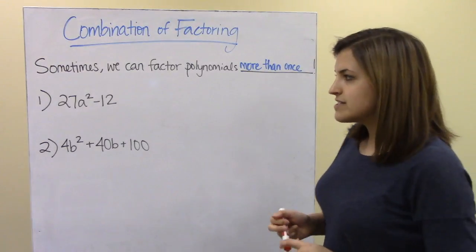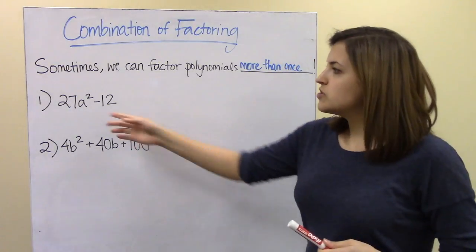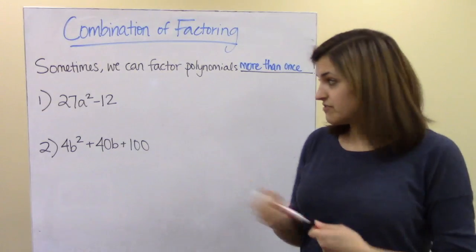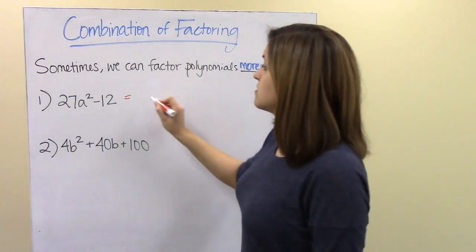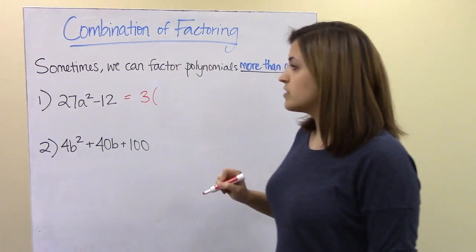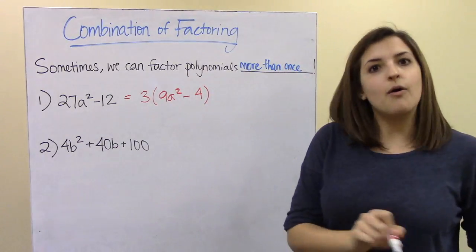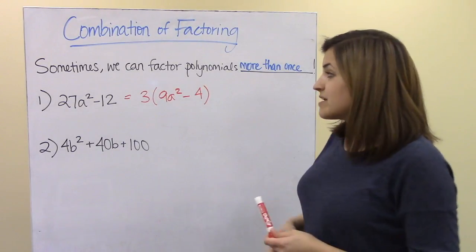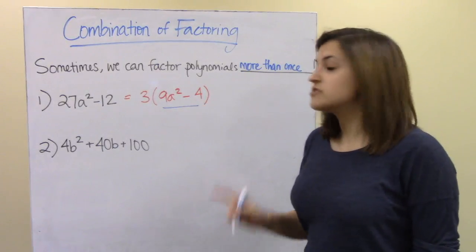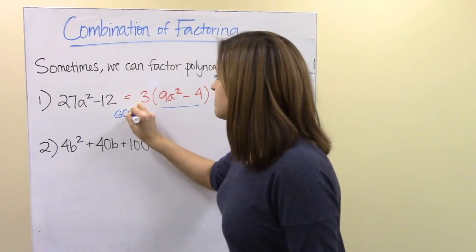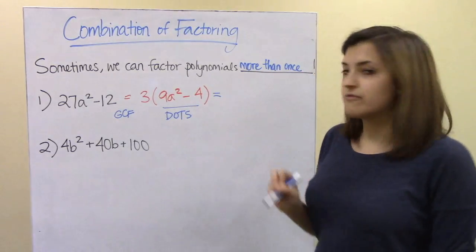Number 1, I have 27a squared minus 12. Now, you might think, well, this looks like two terms that I could take a greatest common factor out of, and you'd be right. So let's take out a 3 from both of these. So I'll have 3, and then in parentheses, 9a squared minus 4. Now you might think, oh, I'm done, I factored, but we can go a step further, because if you look at this part, I have a difference of two squares. So we started with the greatest common factor, and now we're going to do another difference of two squares. So we're going to take this a step further.